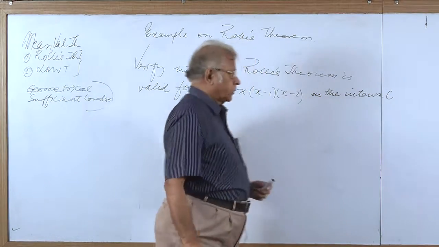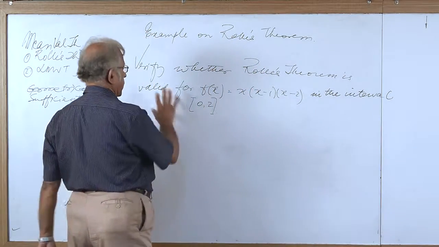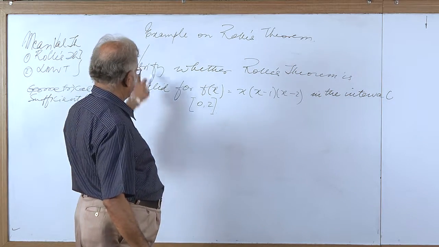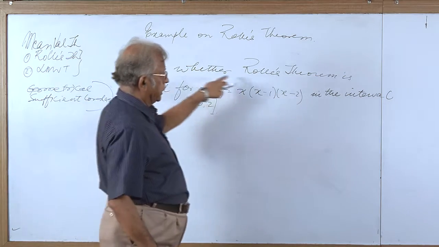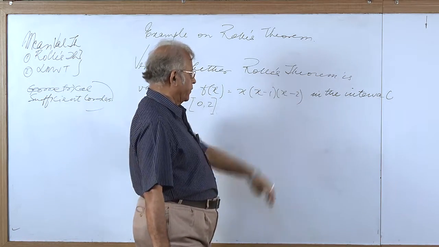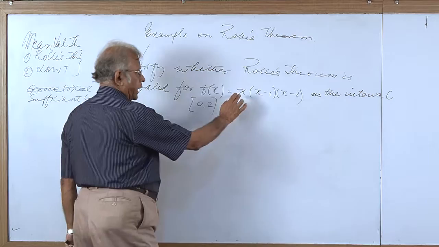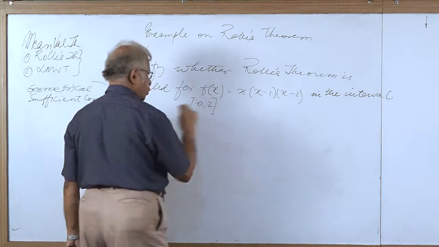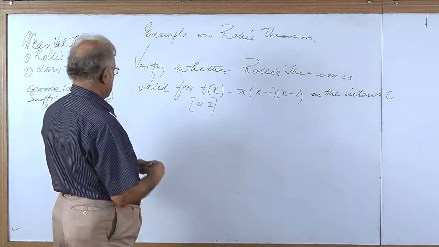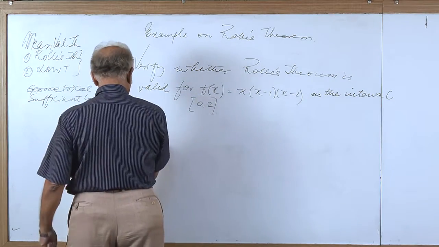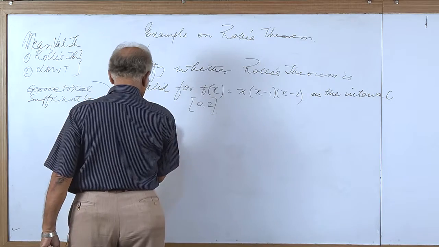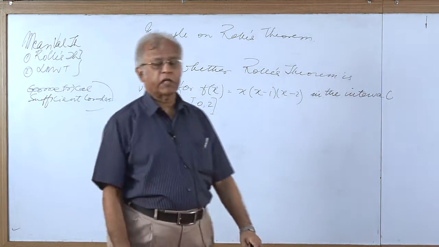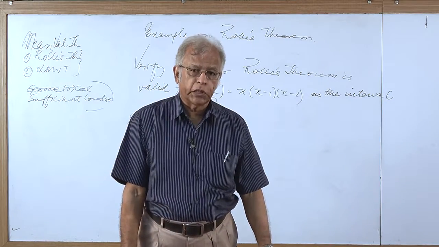We're now going to work through one small example to verify whether Rolle's theorem is valid for the function f(x) = x(x − 1)(x − 2) in the interval 0 to 2. Now, as a solution, we might say the first condition is that the function f(x) must be continuous in the interval.